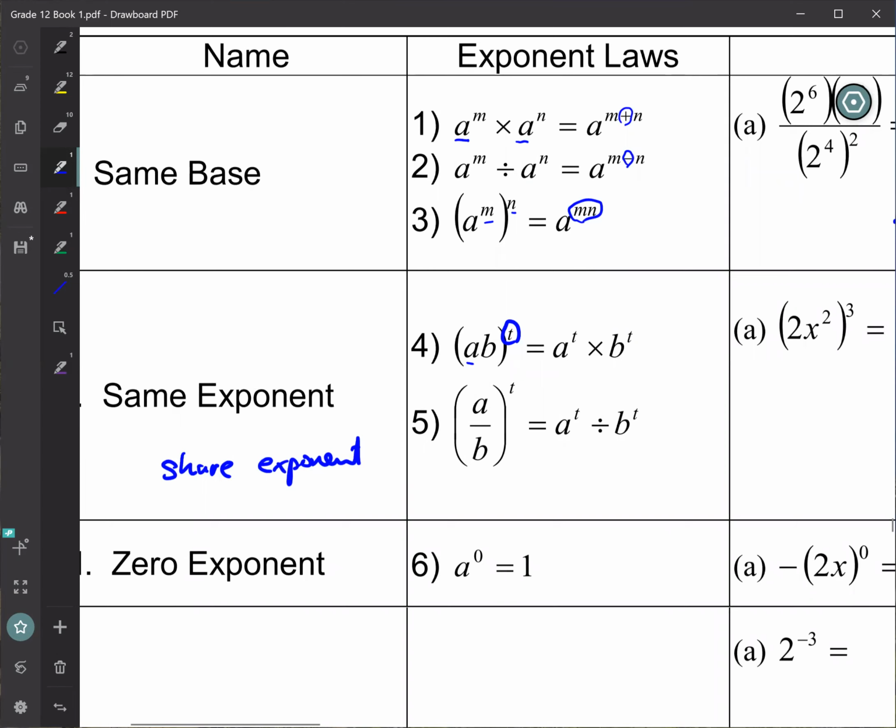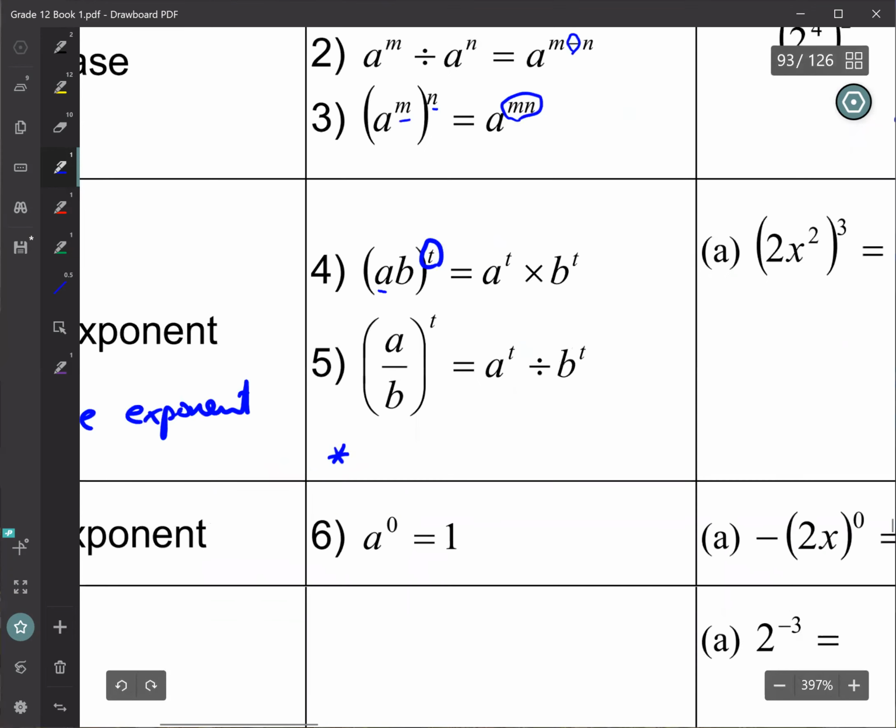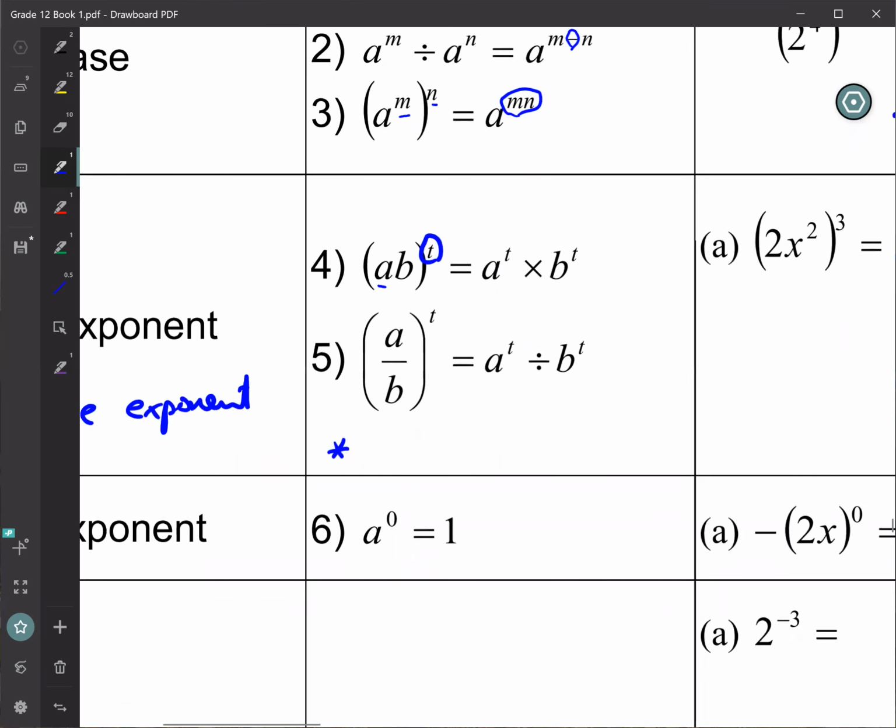Okay, number 4 is multiply, number 5 is divide. So make a note. Okay, very important. It still happen even like in calculus class. Some students still do this mistake.